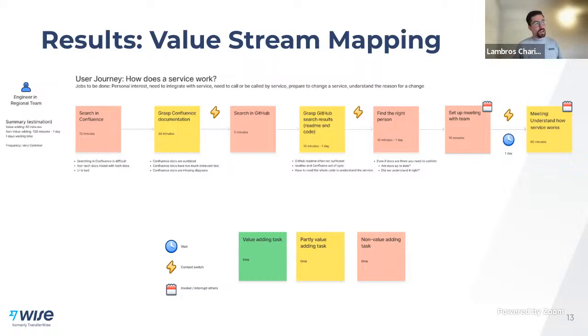That's why it's so painful, right? The red boxes are what we consider non-value adding tasks, in the sense that they don't provide value, don't bring you closer to your goal, right? For instance, finding the right person doesn't bring me closer to the goal of understanding how the service works. And by doing this, we can then assign times to them. And on the left side, there's a summary, right? That summarizes this journey on average. How bad is it? So how many non-value adding and value adding tasks are in there, and what is the journey frequency?